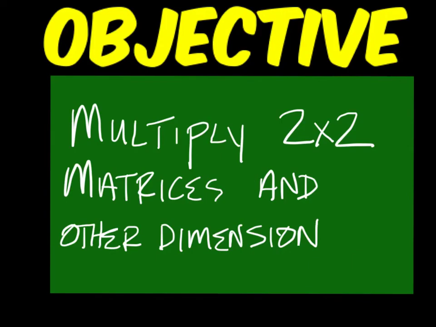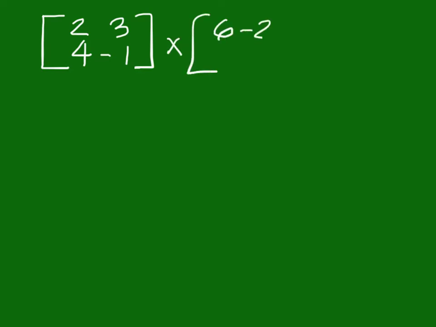Multiply 2 by 2 matrices and other dimensions. Example 1. Alright, here's an example. This is 2, 3, 4, negative 1, and multiplied by 6, negative 2, 0, 5. So if we're going to multiply this one out, we have to start here, this row and this column. We're going to put our answer over here.